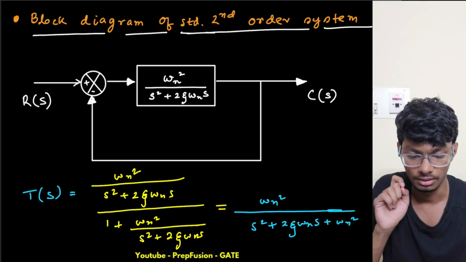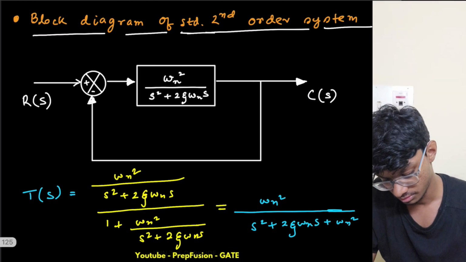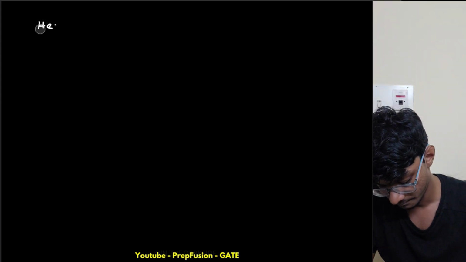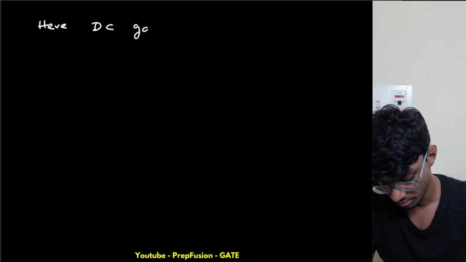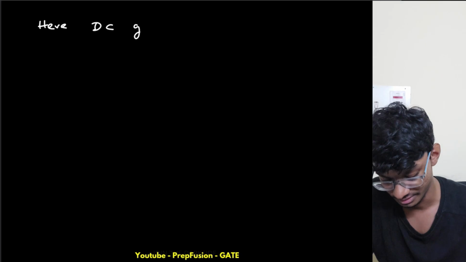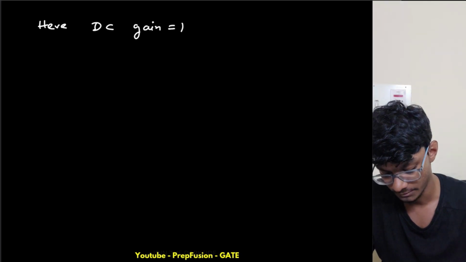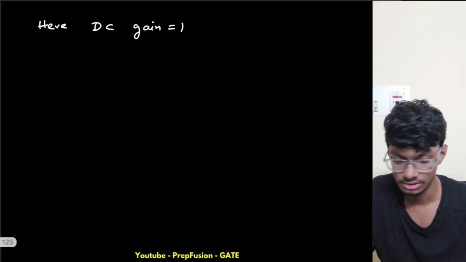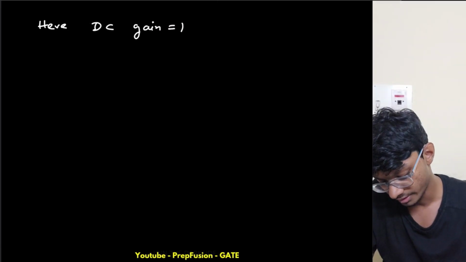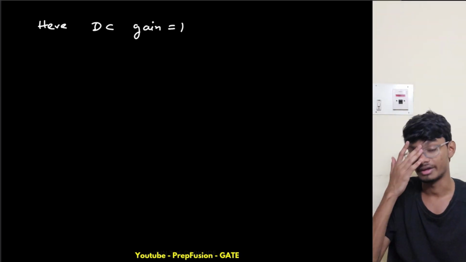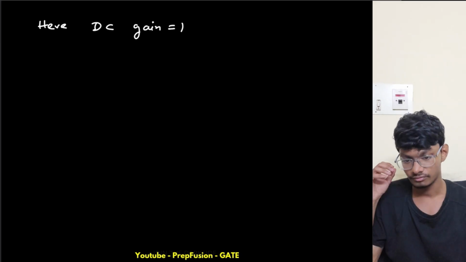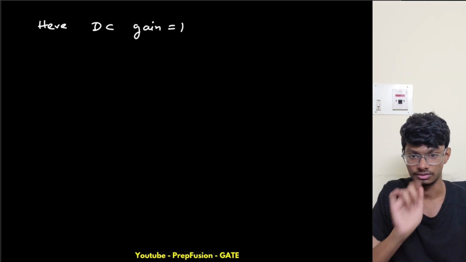So here my DC gain is, sorry, not 0, DC gain is 1. Why? You put s equals 0 and you see the omega n square terms cancel out. So this is the standard equation. Now what if I have a DC gain anything other than 1?